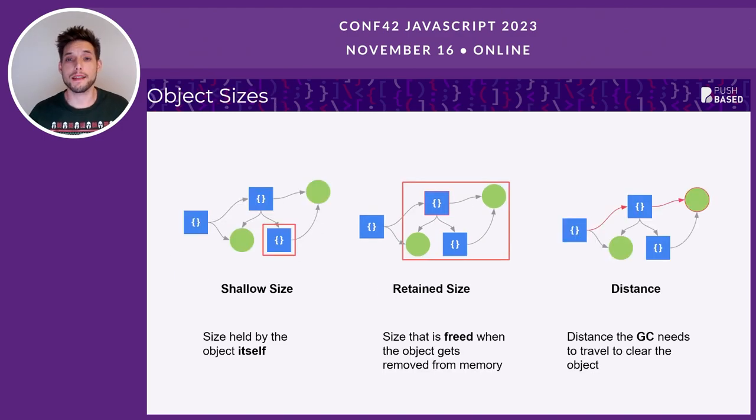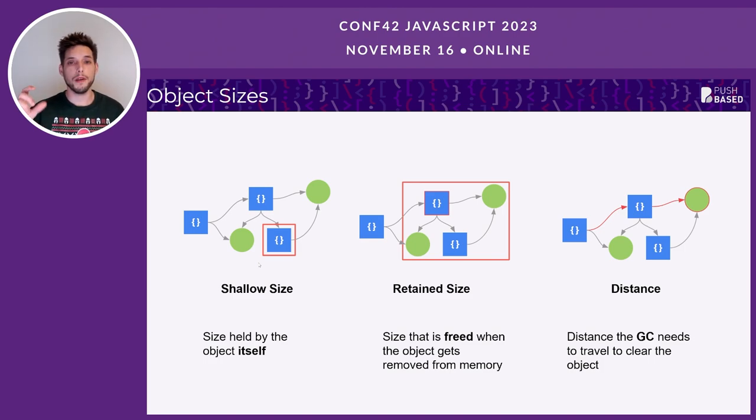Then we have object sizes, and this is threefold. We have the shallow size, which describes only the size of this very specific one object we are taking a look at. Then we have the retained size, which gives us information about everything this node will release when we remove this specific object from the memory. So also taking into account everything that relates to this object and not only the object itself.